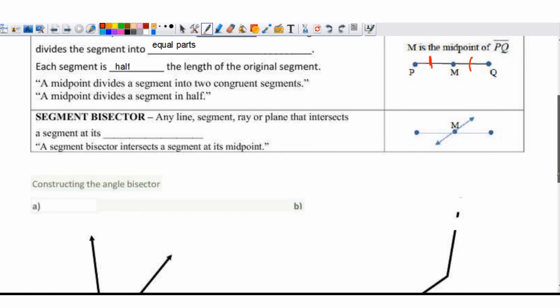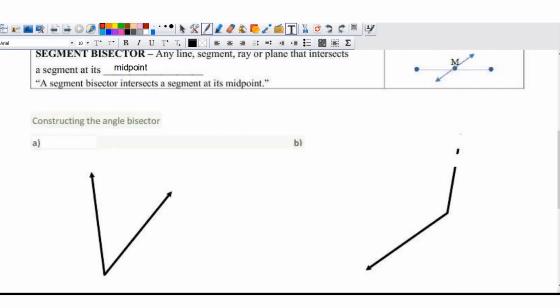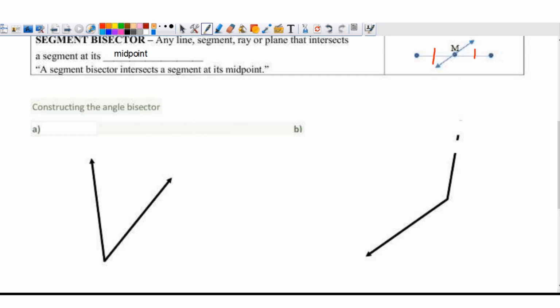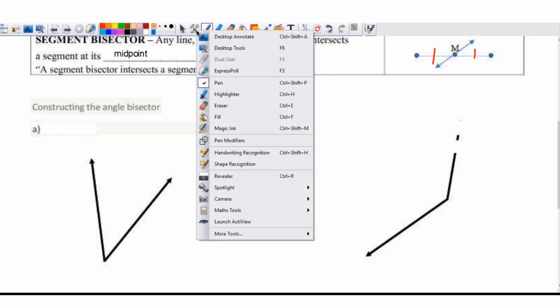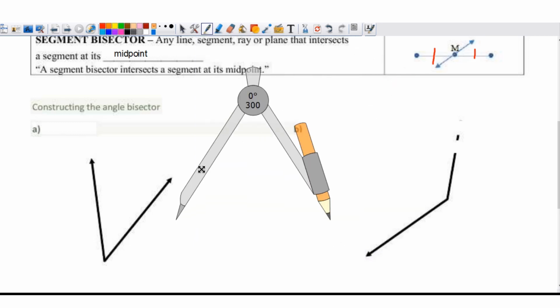And last one, segment bisector is any line, segment, ray, or plane that intersects the segment at its midpoint. Okay, a segment bisector intersects a segment at its midpoint, cutting it in half. Again, making these two sections congruent. All right, we are going to move on here to construct the angle bisector. So similar to the perpendicular bisector, we are going to find the line that cuts this in half.